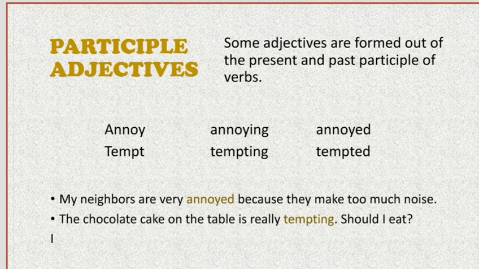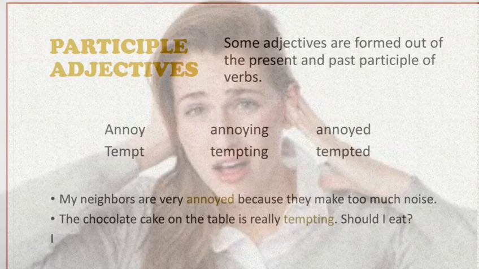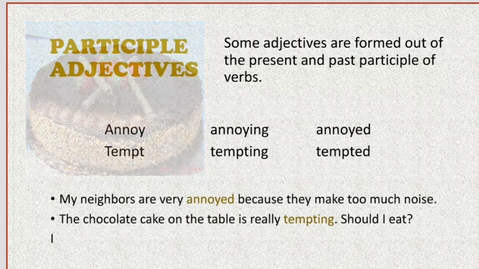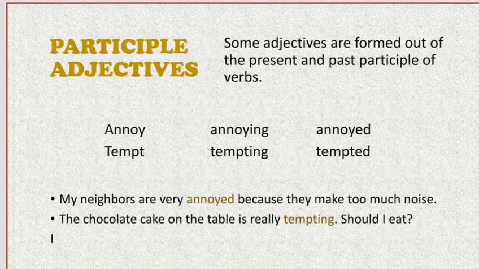Participle adjectives. Some adjectives are formed out of the present and past participle of verbs. For example, annoy, annoying, annoyed, tempt, tempting, tempted. In the sentences, my neighbors are very annoyed because they make too much noise. The chocolate cake on the table is really tempting. Should I eat? We have 2 participle adjectives.